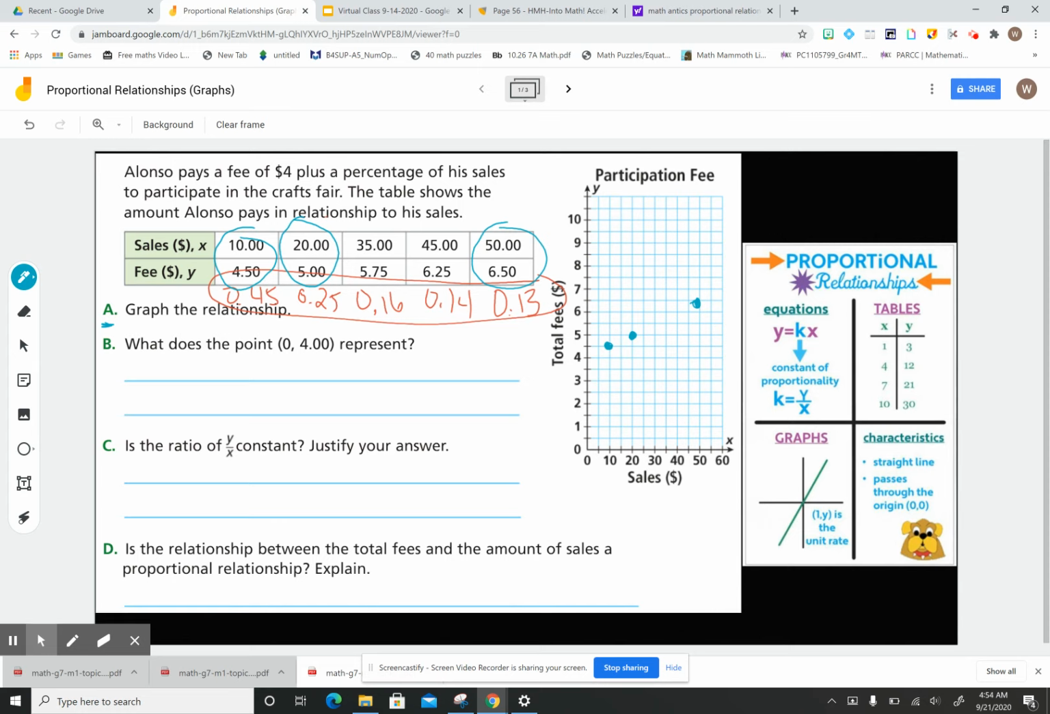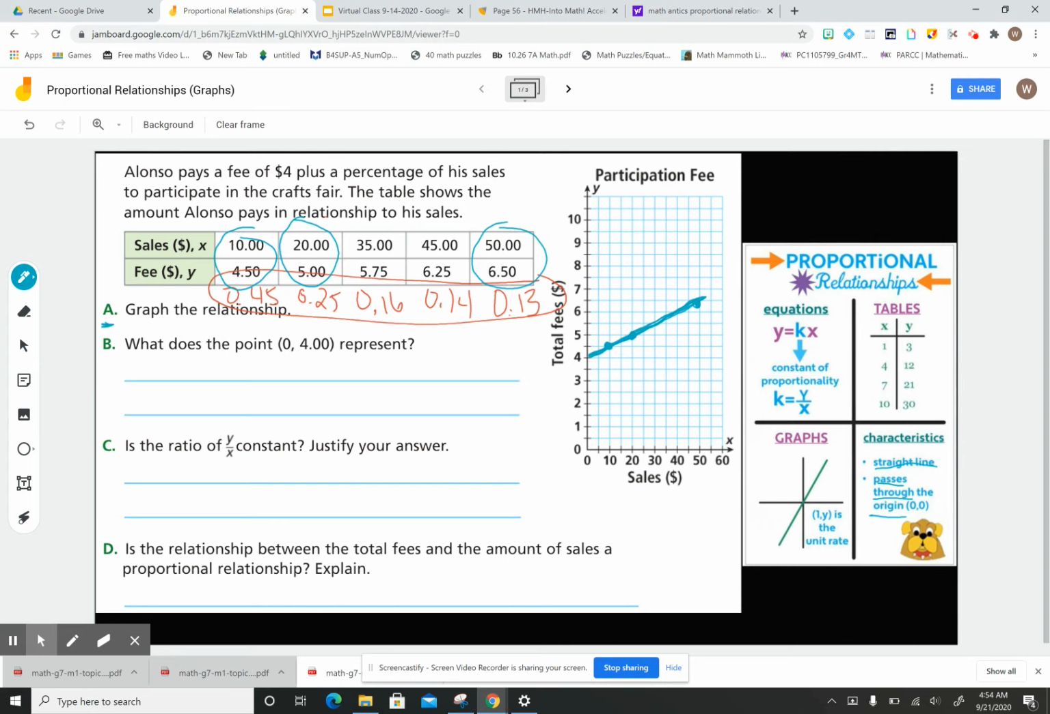My question is, does this, so far, if I was to connect these points, does that make a straight line? Some people would say yes. Remember, we need two characteristics. It must make a straight line and it must pass through the origin. So if it's only one out of the two, it's not proportional. It has to represent both characteristics.